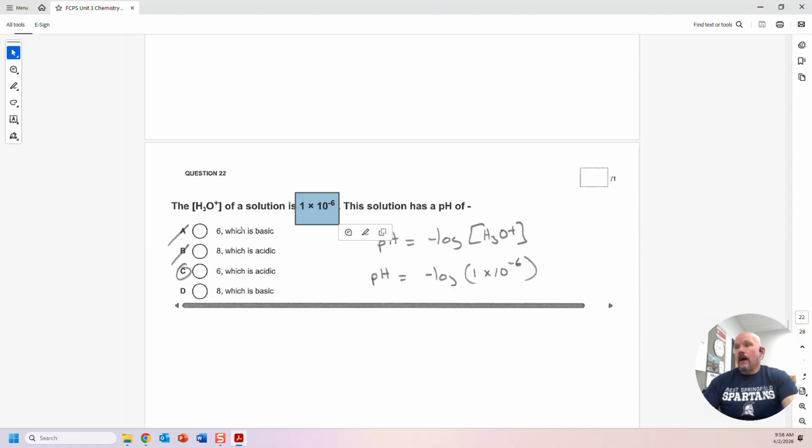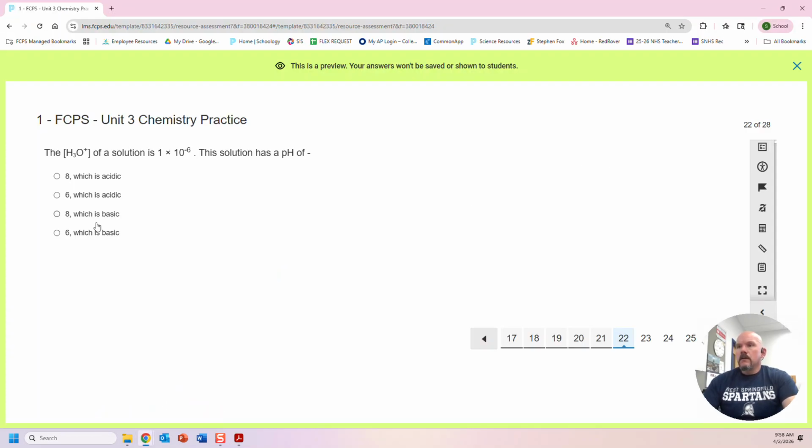So it is 6, but be careful, right? We might be in a rush and we might select this one. And yes, the pH is 6, but it doesn't mean basic solution. It's 6, and that's an acidic solution. Okay. All right. So 6, acidic.